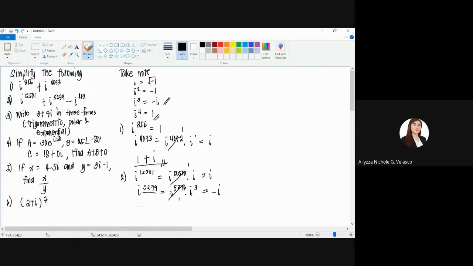And the last one is 412. For i raised to 412, identify if 412 is divisible by 4.